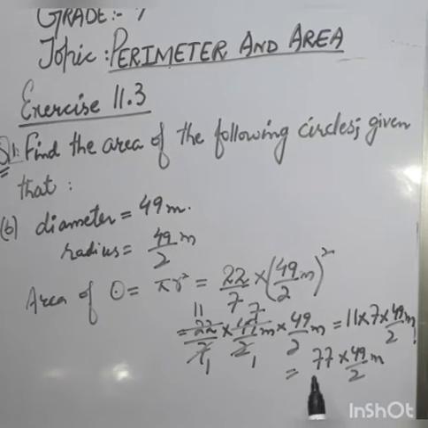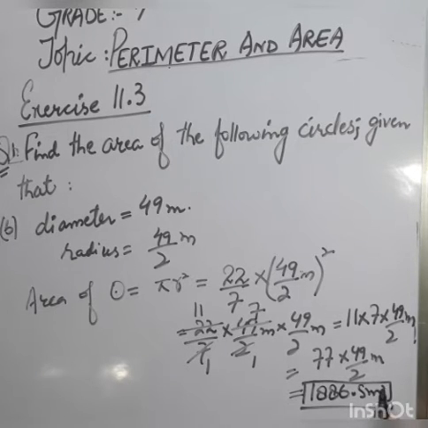So when you multiply this 77 with 49 and divide by 2, you will get 1886.5 meters. So this is the area of this, meter square. Meter into meter is meter square. Clear?